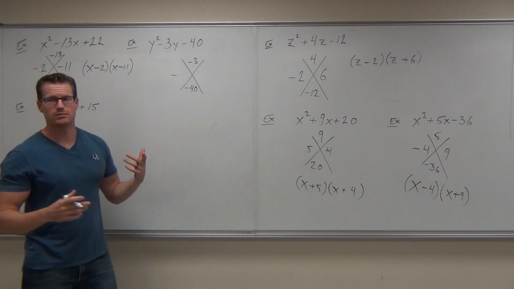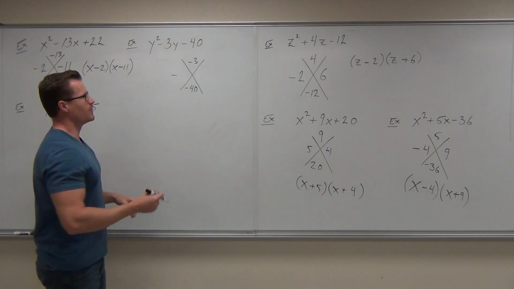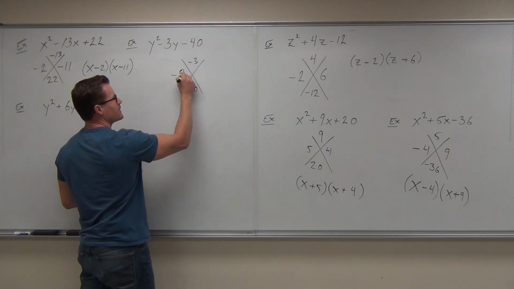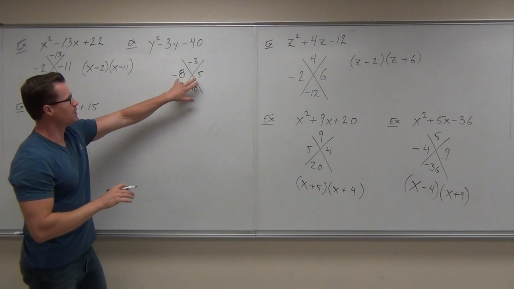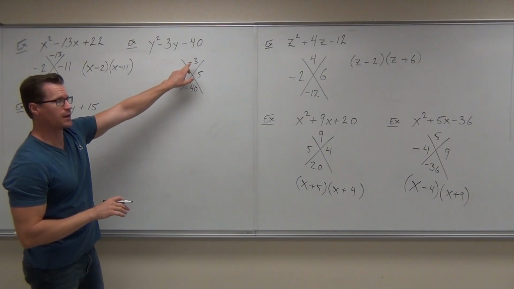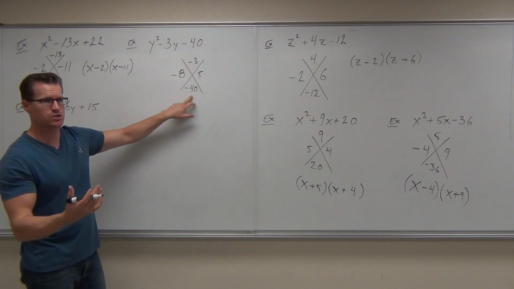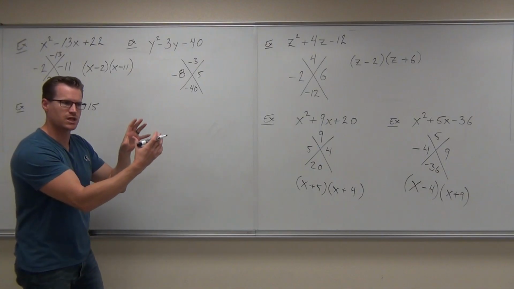I'm looking at, what? 8 and 5. 8 and 5 somehow. Now, because that's negative, it's going to be negative 8 and positive 5. Let's double check, though. Let's see, adding them, negative 3. Yeah, that works. Multiplying them, negative 40. That works, too. Now, just put them in your factorizations.